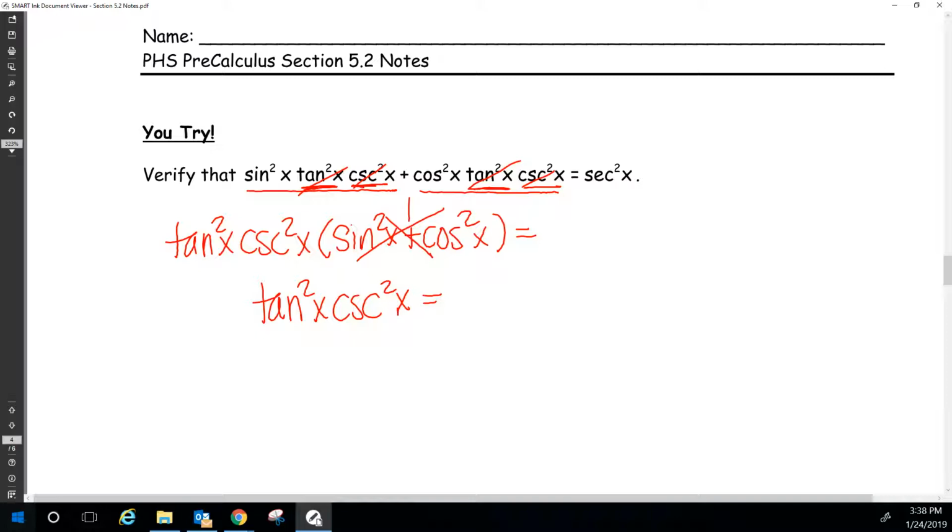So let's break it down to sines and cosines. We've got sine squared x over cosine squared x. That's our quotient identity for tangent squared x. Reciprocal of cosecant is 1 over sine squared x. Our sine squares will cancel out. I've got 1 over cosine. That's the reciprocal of secant. So this is secant squared x, which is where we were headed.